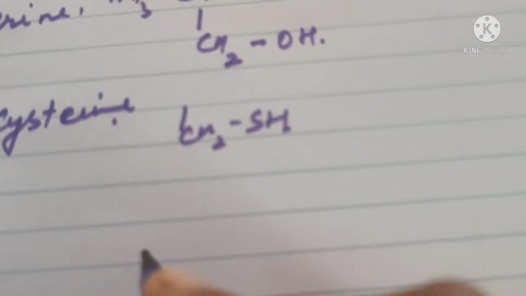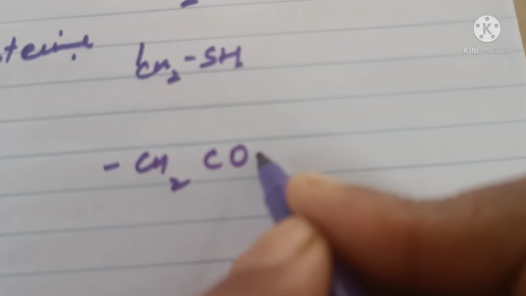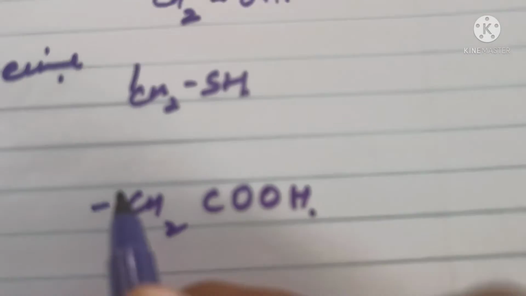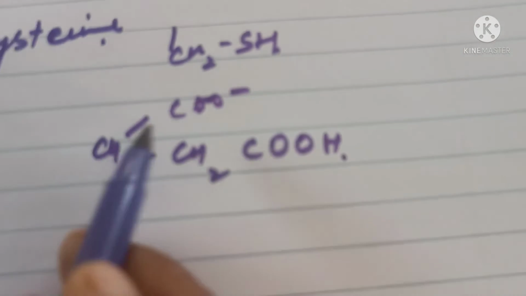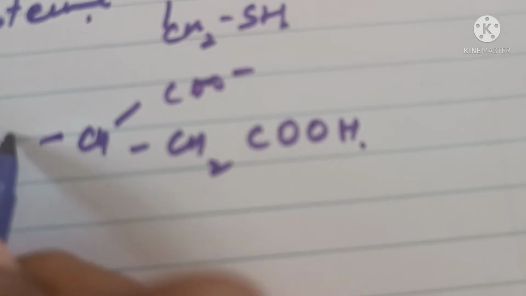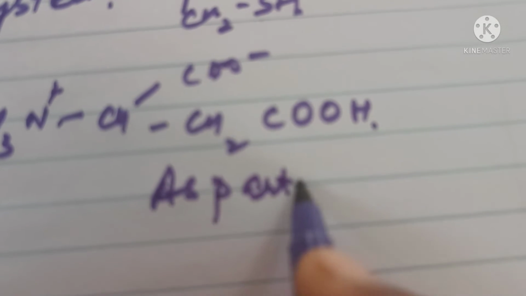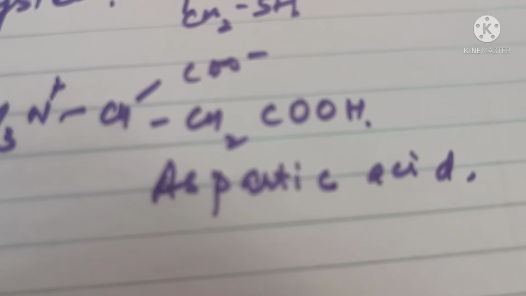Next, if we replace it with CH2COOH, this amino acid will have 2 carboxylic acid groups. It is an acidic amino acid. The regular structure will be COO negative, CH and NH3 positive, and we have CH2COOH attached to it. It is called aspartic acid. It's an acidic amino acid.